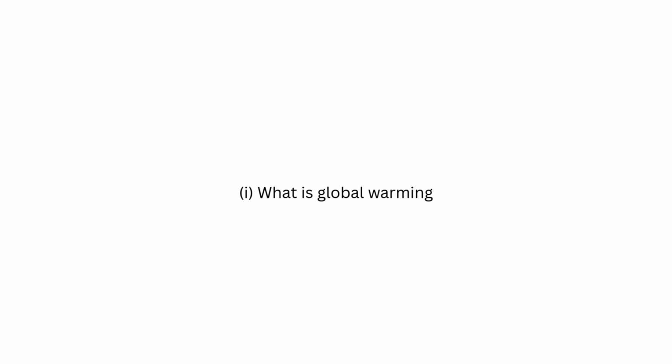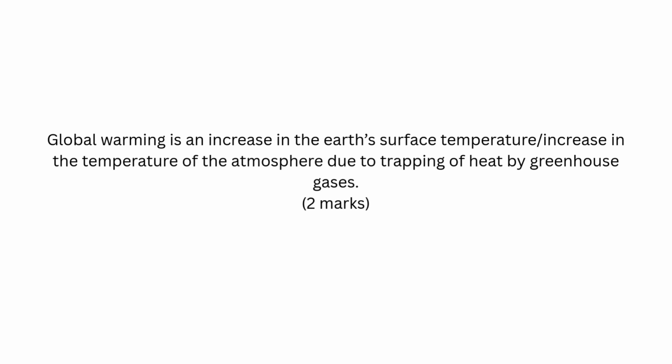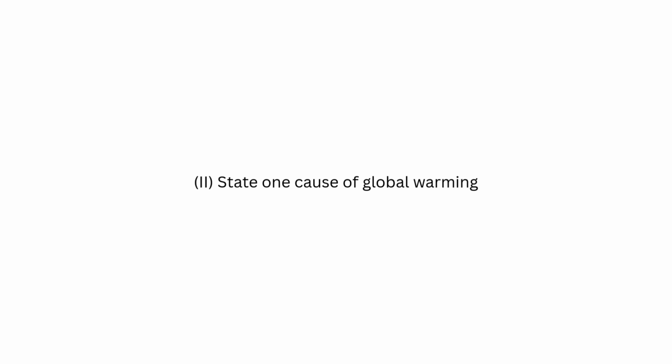State 1 cause of global warming. What's the cause of global warming? There's so many things that are happening around the world. We know that the average Earth temperature is increasing, so this should be easy peasy. You can either state burning of fossil fuel, cutting down trees, excess carbon dioxide, using transportation. If you state any of them, you're going to get 1 mark.